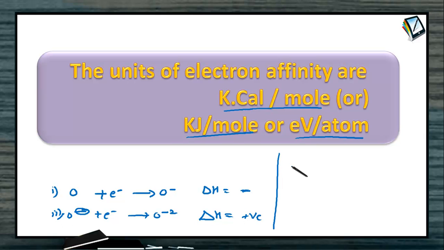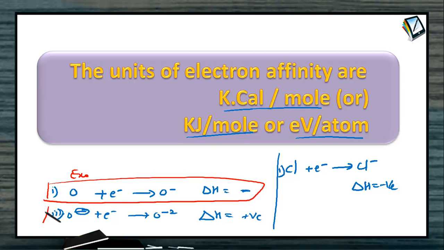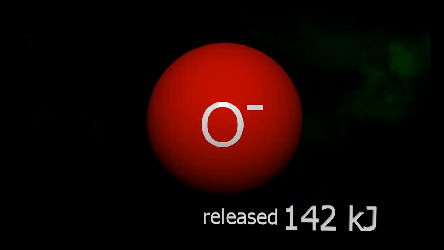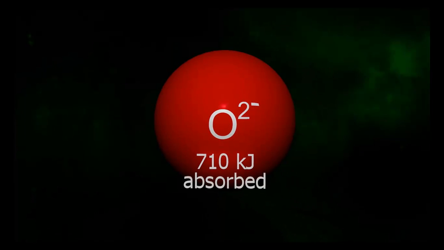But in the case of chlorine, it forms the chloride ion to attain the stable argon configuration. It always releases energy and comes under an exothermic process. But in the case of oxygen, the first step is an exothermic process and the second is an endothermic process. In this animation, you can see how energy is released in the formation of the uni-negative oxygen anion and how energy is absorbed in the formation of the bi-negative oxygen anion.